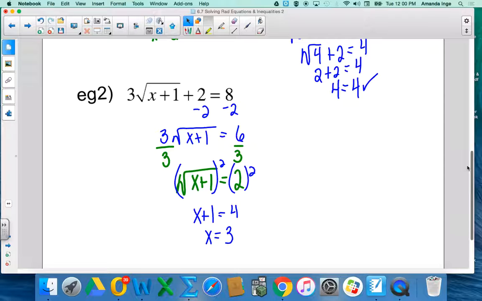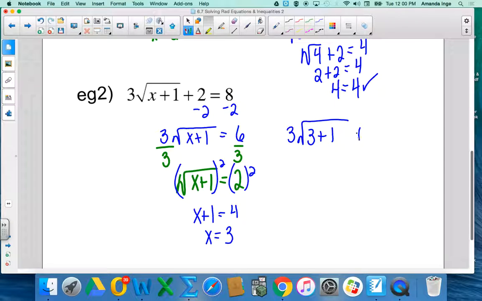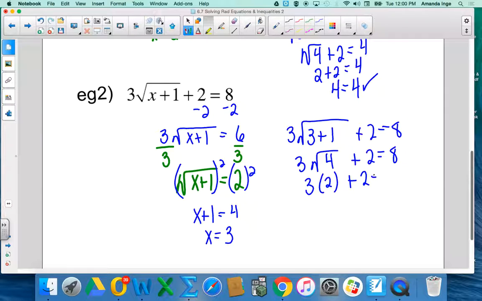So we want to go back to the original problem. We have 3 square root of 3 plus 1 plus 2 equal 8. We get 3 times the square root of 4 plus 2 equal 8. We have 3 times 2 plus 2. We get 6 plus 2 is equal to 8. And yes, 8 is equal to 8. Everybody good? Any questions?